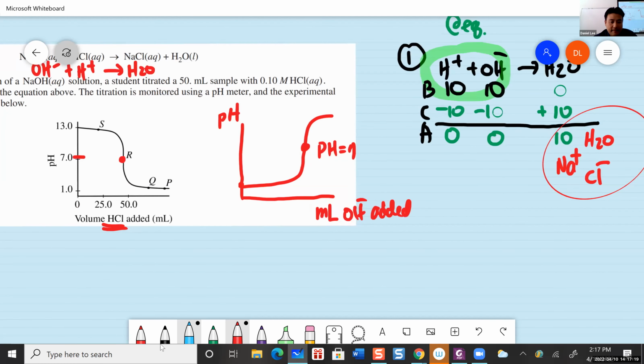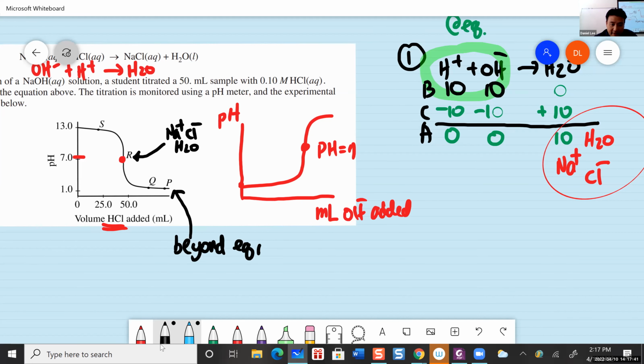So does that make sense? Yeah. So that's what's present here. This one at this point, you have NaCl and water. All right. And beyond equivalence point, you added more HCl. So when you are beyond equivalence point, you would have sodium chloride and water, but you also added a whole bunch of H plus and Cl minus. So you're going to have additional H pluses. Okay, that's beyond equivalence point. Okay, so make sure you understand this.